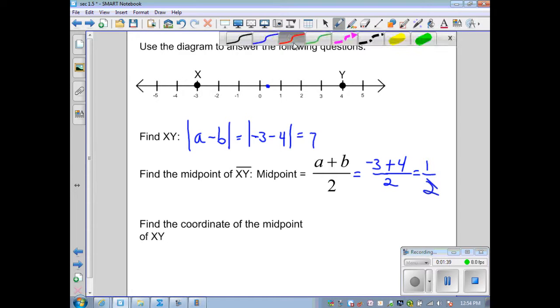Now, I could signify in the diagram this segment being congruent to that segment with tick marks. And the last question, find the coordinate of the midpoint of XY. We already did that from the previous example, which is 1/2.